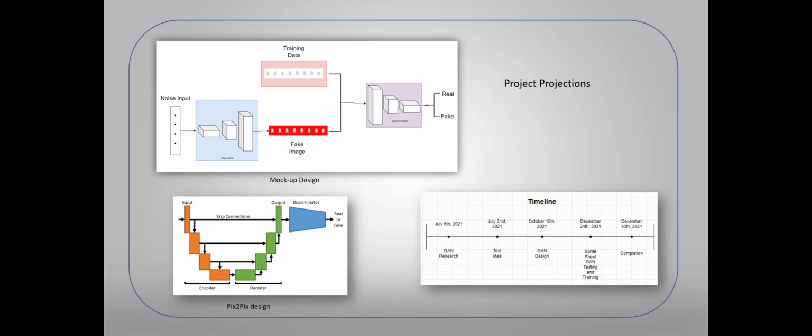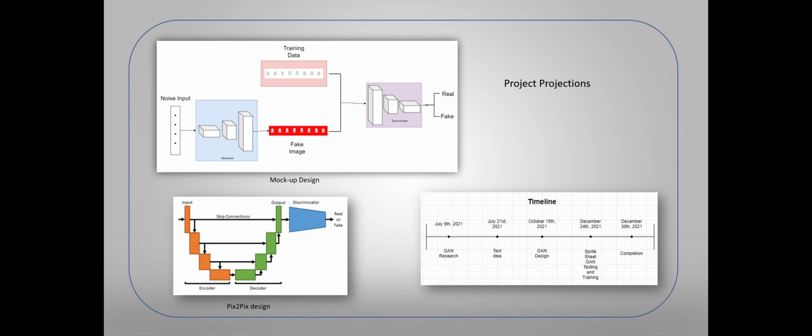Here are some mock-up designs I have for it. The first one is just a basic design for how GANs work. I hope to expand that as I learn more about GANs. You have some noise, feed it to a generator, it makes a fake image. When compared to the training data, a discriminator takes those two and tells you if the generated one is real or fake. Super easy. Now down here is from somebody I'll be talking about later, the Pix to Pix design.